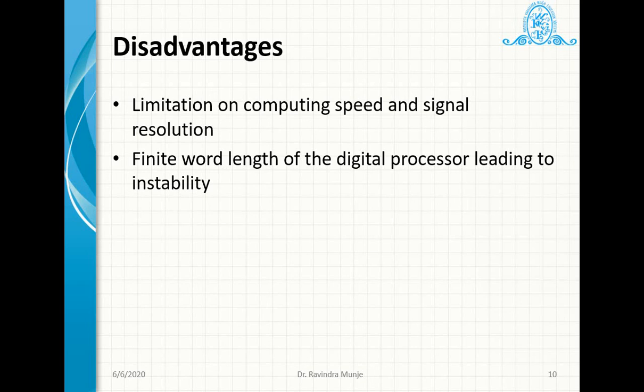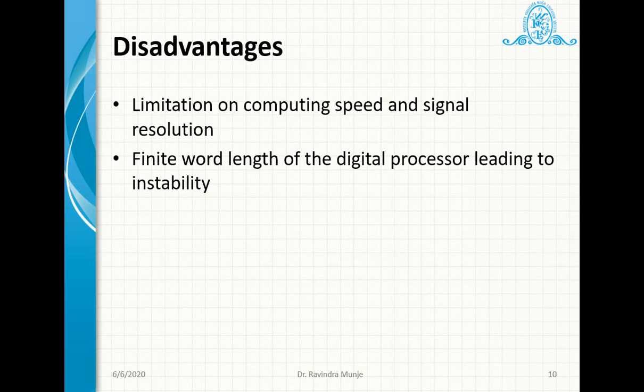If we talk about the disadvantages, the main problems associated with the implementation of digital control systems are related to the effect of sampling and quantization. Selecting the sampling period and quantizing the values are some of the disadvantages associated with this digital control system. Some other disadvantages are limitations on computing speed and signal resolution due to the finite word length of the digital processor. Right? In contrast, if we compare with the analog controller, it operates in real time and the resolution is theoretically infinite.